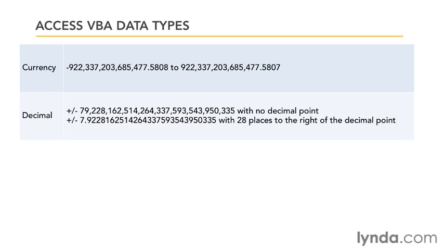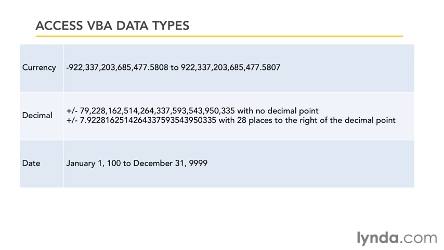Next, you have data types that handle other types of data. So for example, you can have a date from January 1 of the year 100 to December 31, 9999. Then you can have an object, and an object refers to something within the Access database. So it can be a table, it can be a form, it can be a report, something like that. We'll use it a lot during this course.